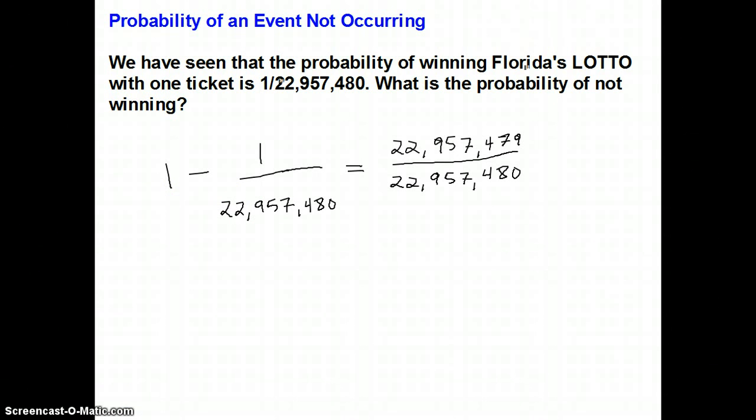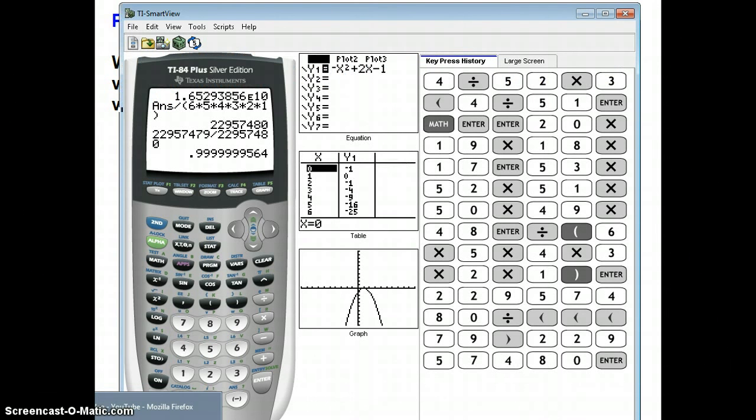Okay, so there's our probability of actually not winning, right? And let me show you the actual decimal, which converts to 99.9999999 percent. Not very likely.